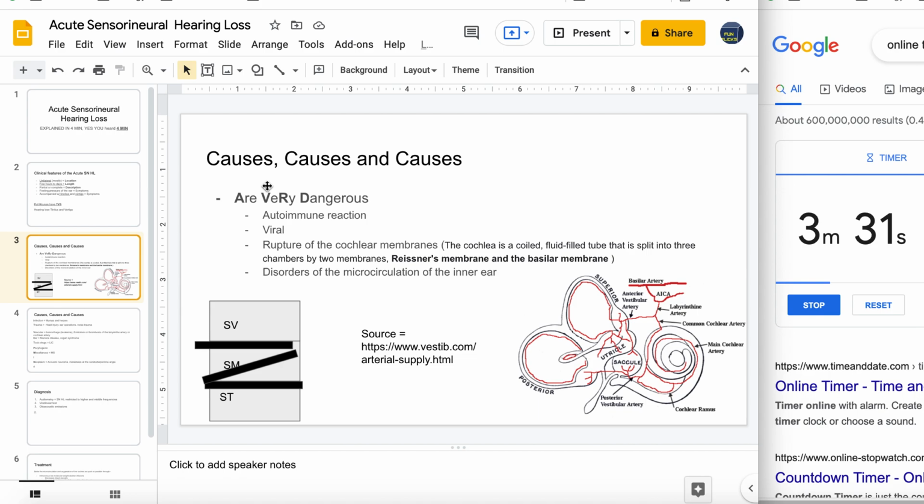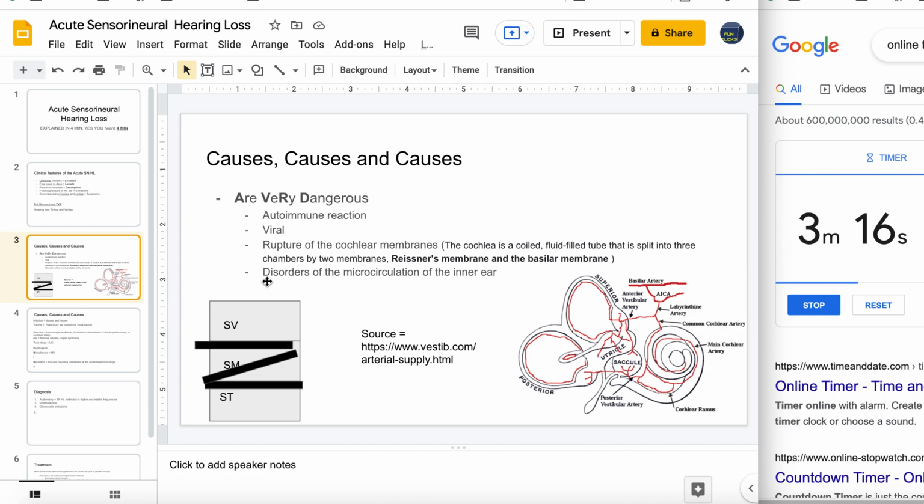The next thing is going to be causes. Causes can be determined; sensorineural loss has very dangerous causes. So A as in autoimmune, we'll get into that in the next slide. V as in viruses, we'll get into that in the next slide. R as in a rupture of the cochlear membrane.